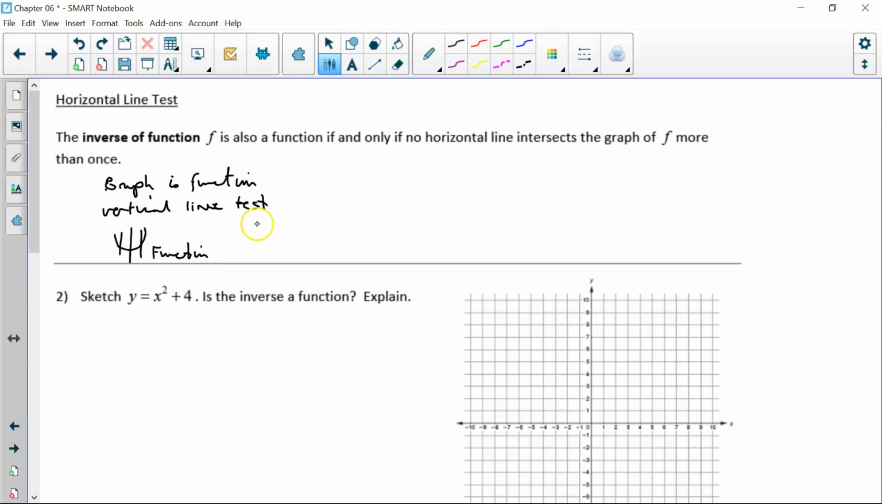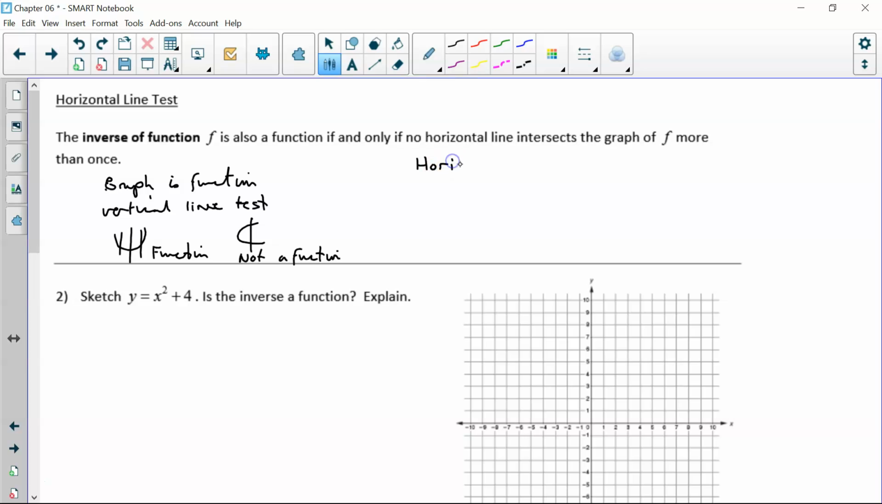Now, if I had a graph that looked like this, if I draw a vertical line, it would intersect twice. That would not be a function. Now, the horizontal line test isn't to determine if that graph is a function. It's to determine if the inverse of a graph is a function.